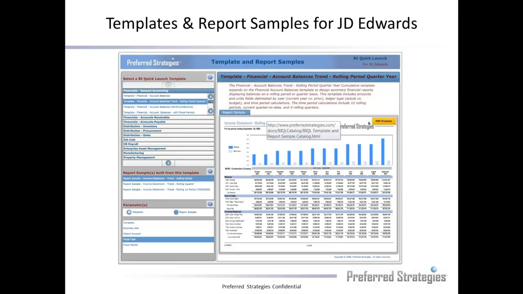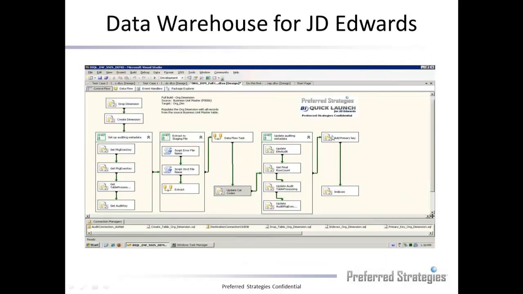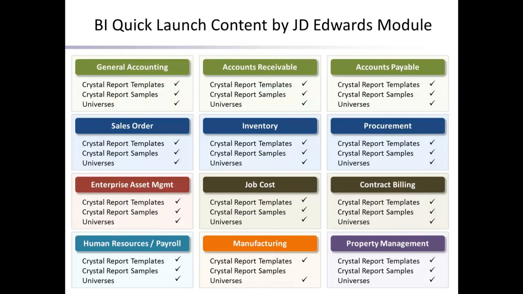We have a catalog of our Crystal Report templates and samples. If you want access to that, let us know. The semantic layer, again, we have over 30 of those across a variety of different JD Edwards modules. You can do that directly connected to JD Edwards, or we can use ETL that we've built out to feed that data offline as well.